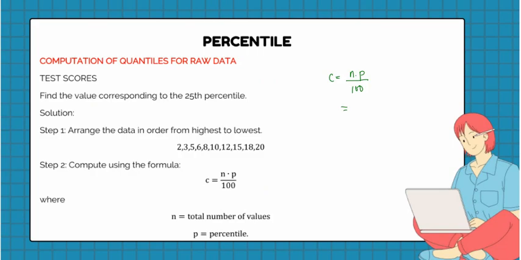So N here is the total number of values, which is 10, times the percentile rank, which is 25, divided by 100, is going to be 250 divided by 100. So that is just equal to 2.5. So 2.5, but again, it's not yet our 25th percentile or the value in the 25th percentile, because this C is going to be used for you to locate the value that is equivalent to our 25th percentile. So basically, you are going to use this to locate that value.